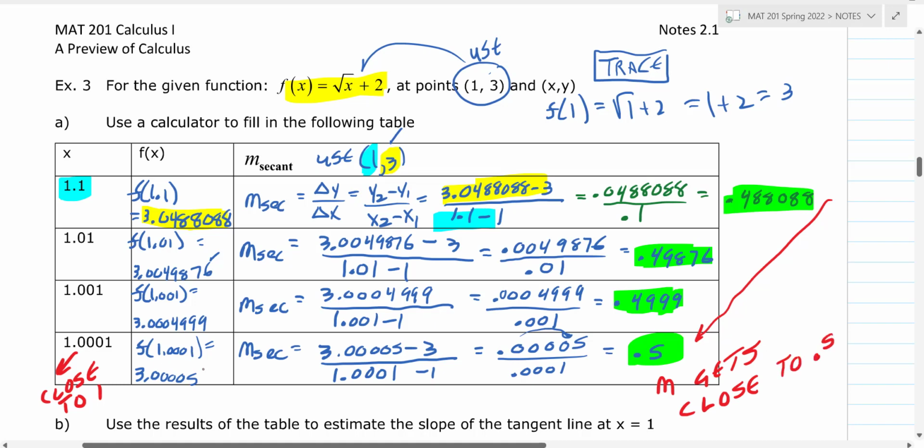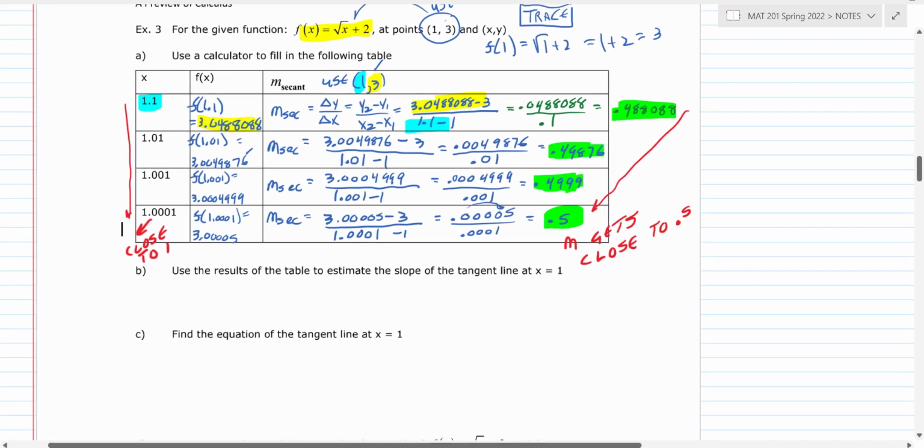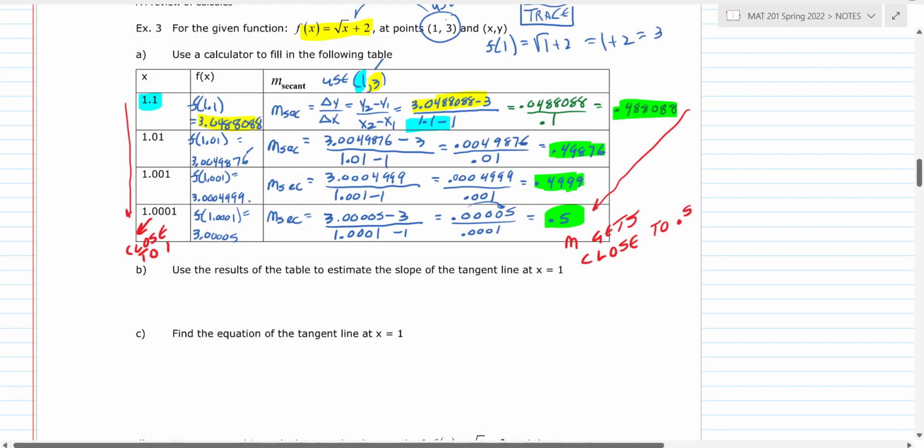Okay, if we carried that out more decimal places, it probably wouldn't be exactly 0.5. It's just getting closer to it. So that's what I'm wanting you to see. The closer we get to 1, the closer the slope gets to a value. All right, so you want to fill out a table to help you see and learn that concept. Okay, now we're going to use the results to estimate the slope of the tangent line. Well, the slope of the tangent line is going to be about 0.5.